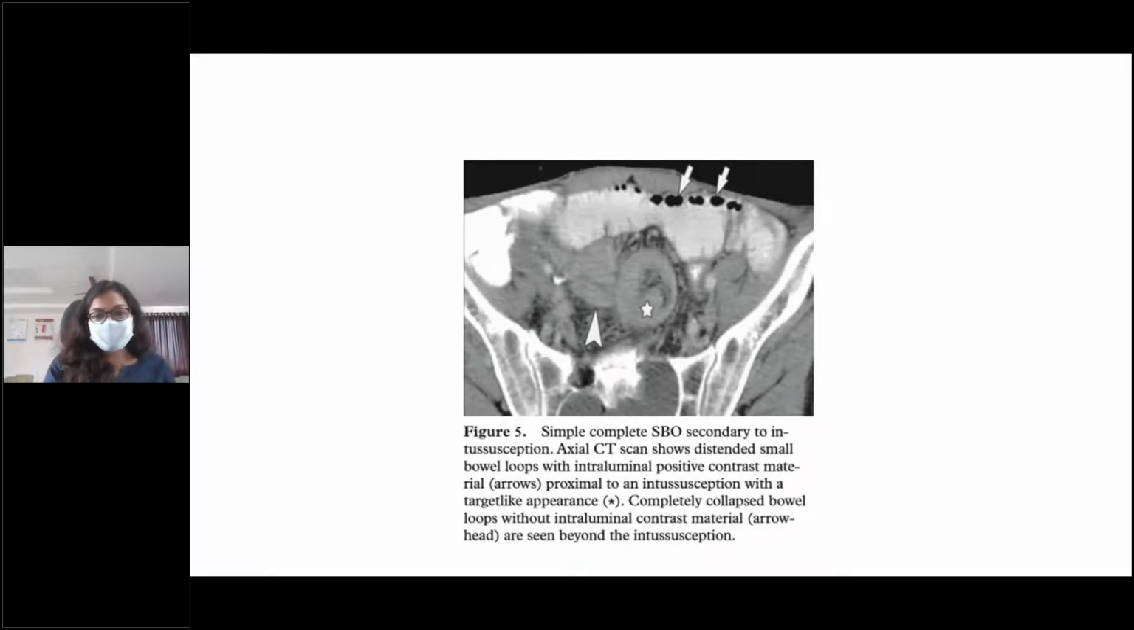This is a simple complete small bowel obstruction secondary to the intussusception. Here you can see the intussusception. In this case, CT shows distended small bowel loops with intraluminal positive contrast. Okay. These are the dilated small bowel loops with contrast material proximal to the intussusception with a target appearance. Okay. There is my cursor.